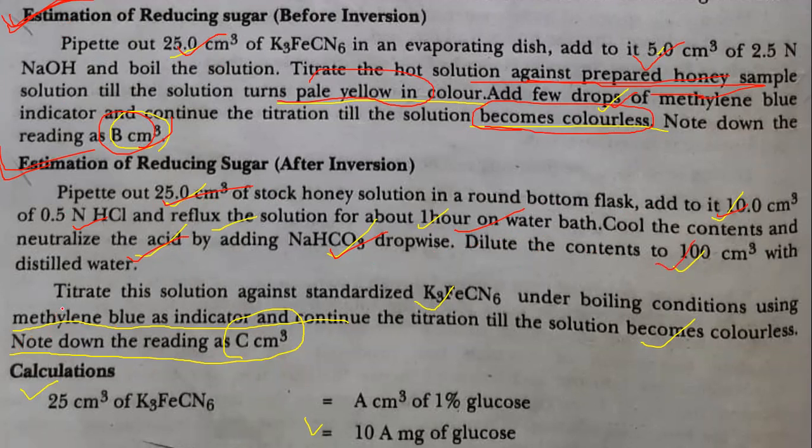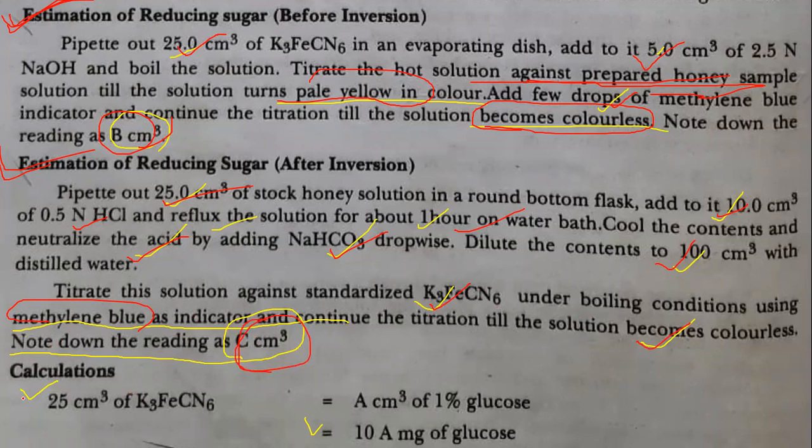Okay, then with the help of distilled water, titrate this solution against the standardized K3FeCN6 under boiling condition using methylene blue as an indicator. So continue the titration till the solution becomes colorless, and note down this reading as C.